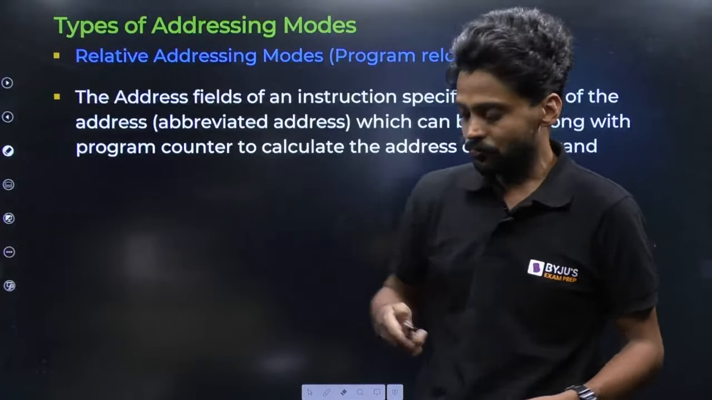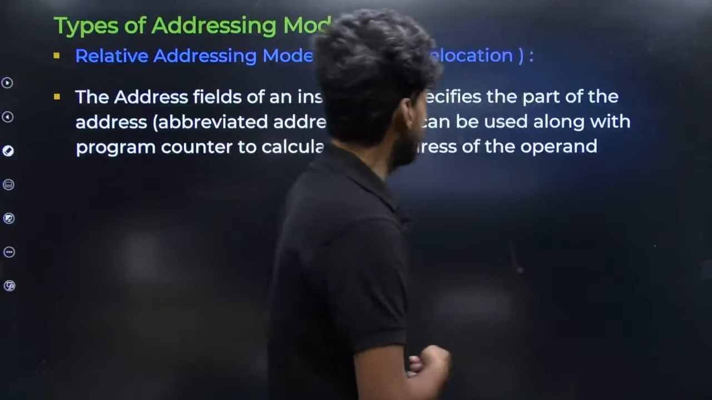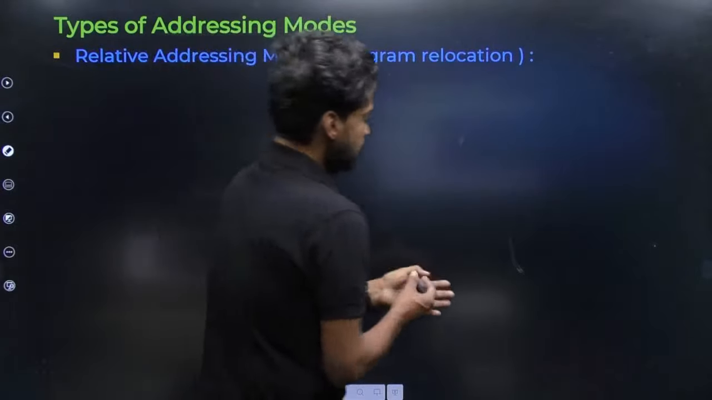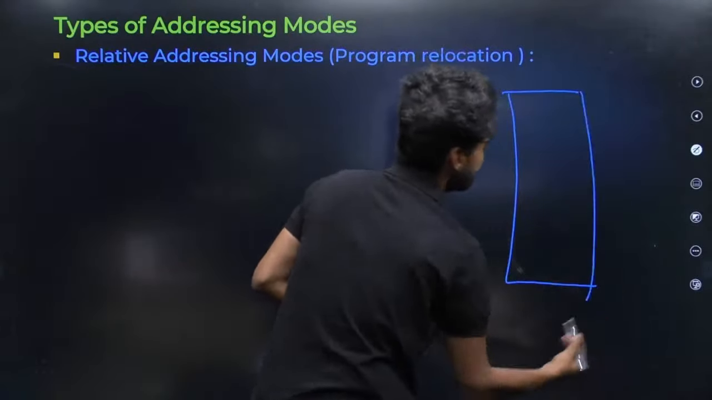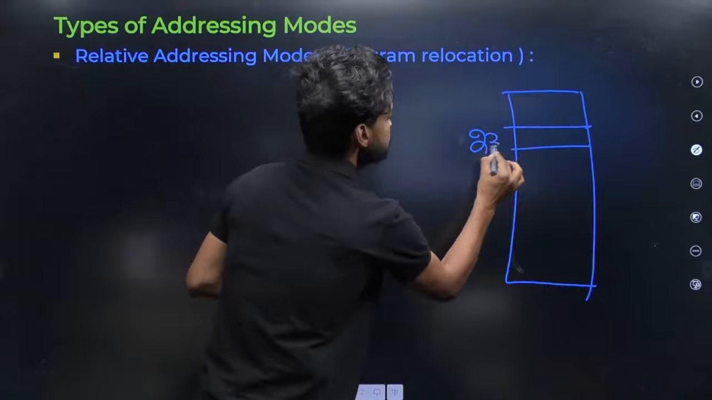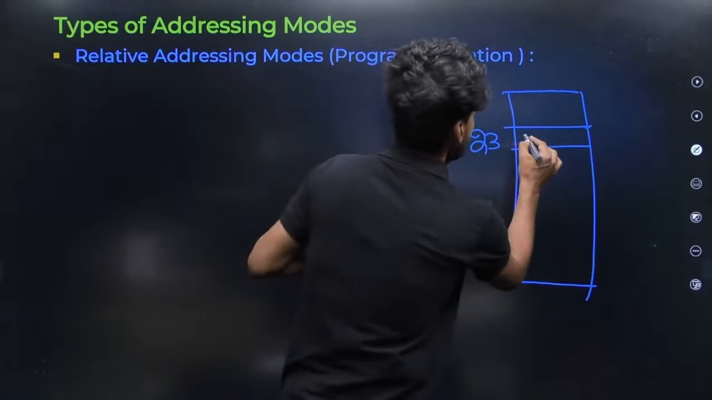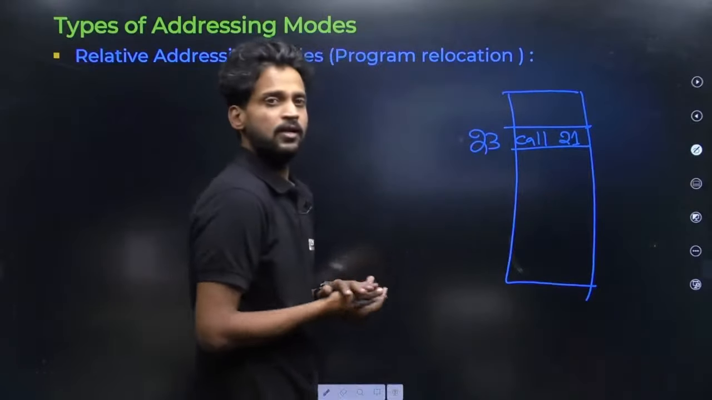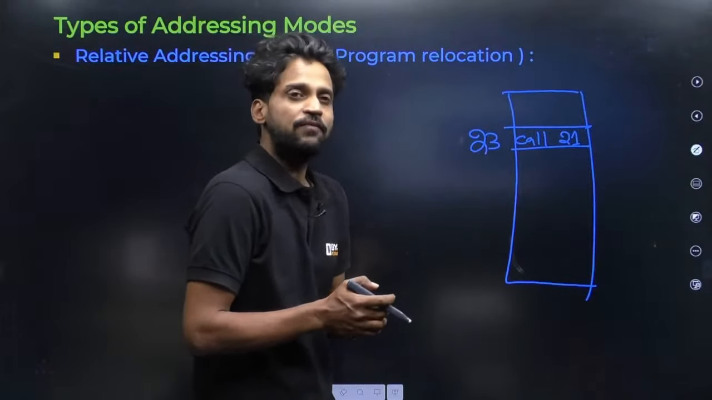The next addressing mode is the relative addressing mode. What exactly is the relative addressing mode? Let me explain by taking a simple example. Now understand. By using a simple example, I'm going to make this relative addressing mode very, very clear. Let us say the current instruction being executed by the CPU is at 23. In 23, there is one instruction such as call 21.